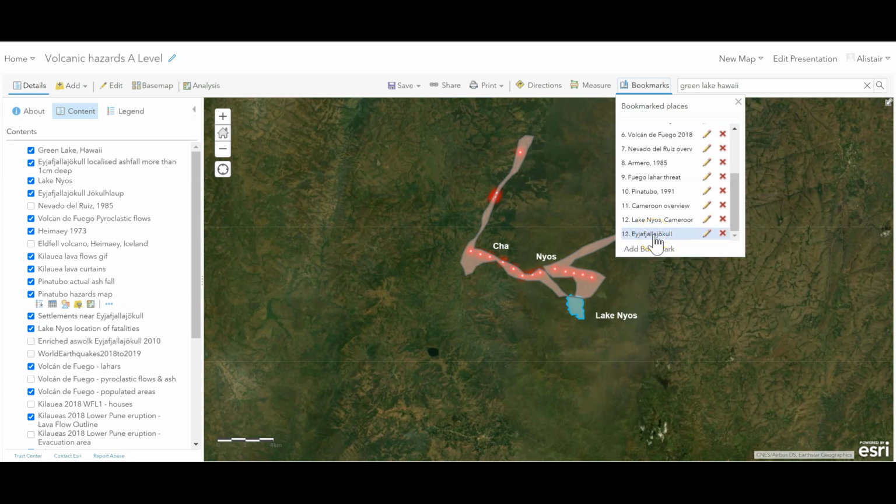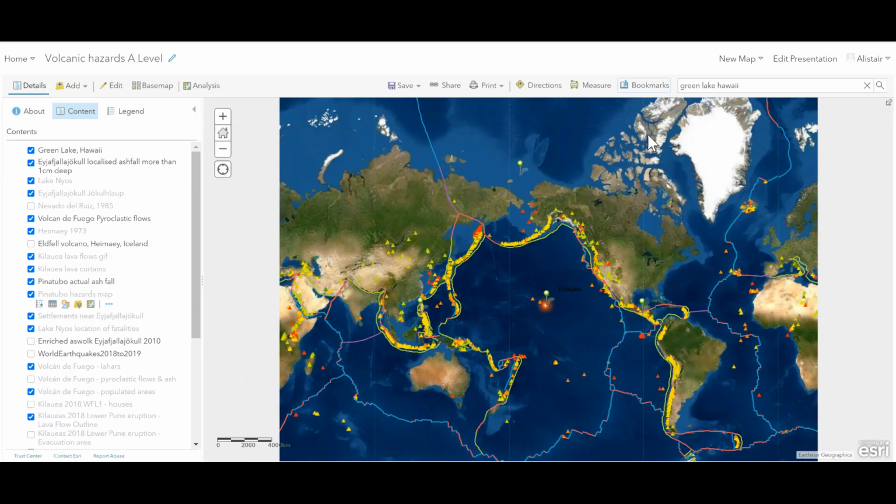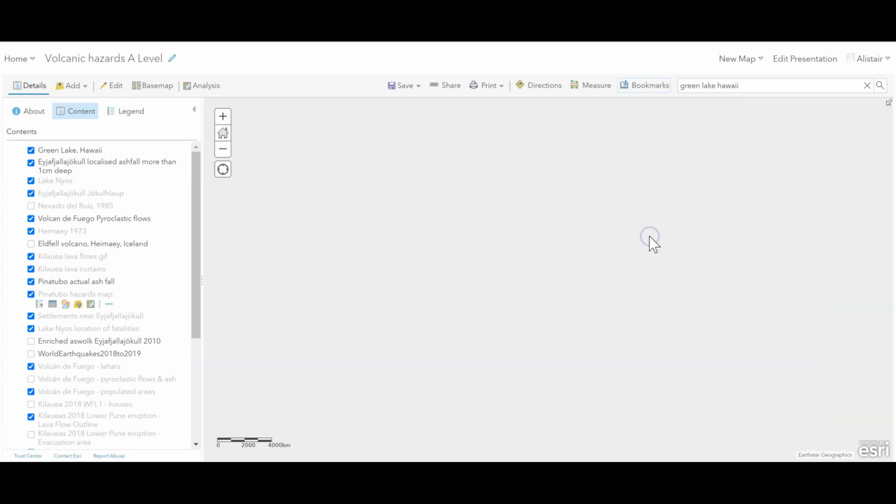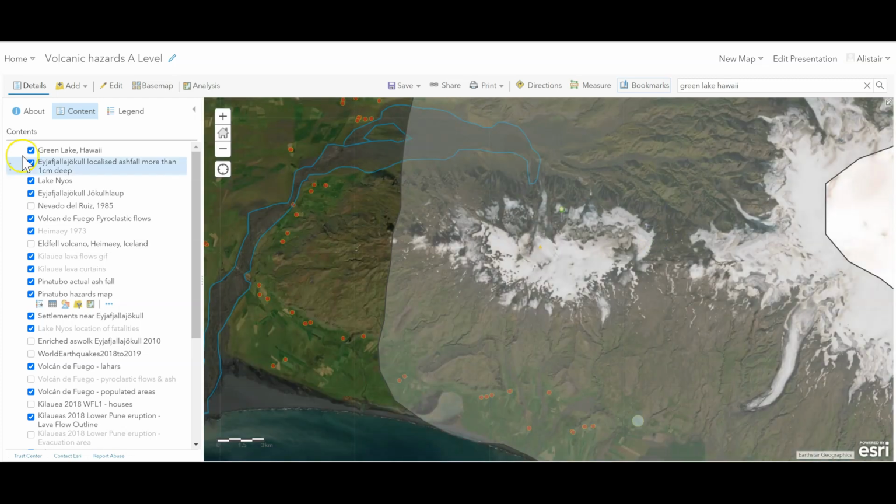Okay, to Iceland again, so let's come out to our global overview. We're leaving behind Cameroon and we're coming up here to Iceland, and we're going to go to Eyjafjallajökull. So we're coming to this volcano that erupted in 2010 in the southern part of Iceland.